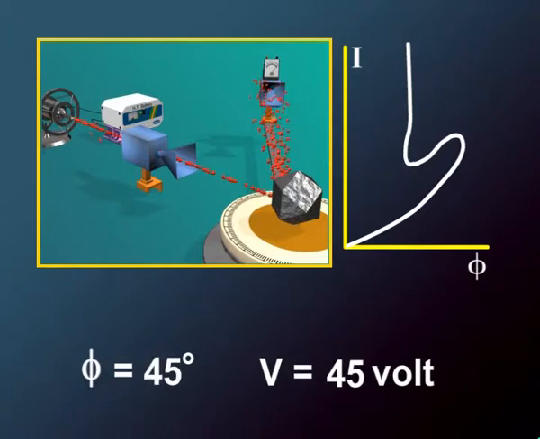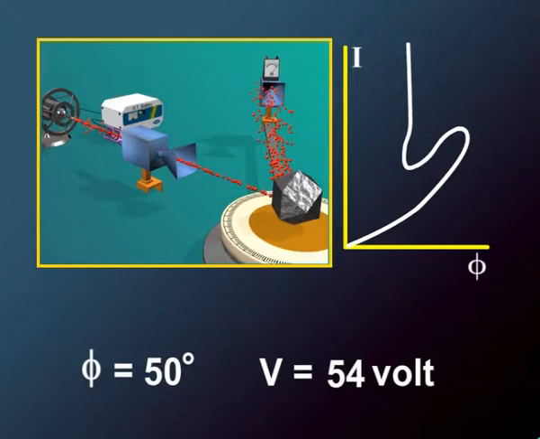accelerating voltages. In each graph, the intensity of electron beam in a given direction is proportional to the distance of the curve from the point O in that direction.